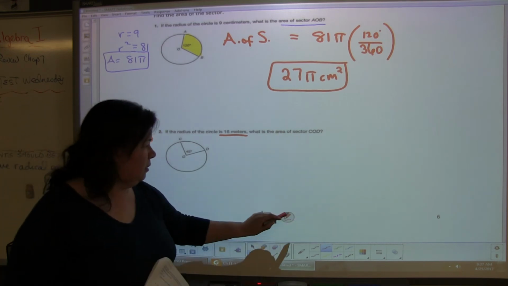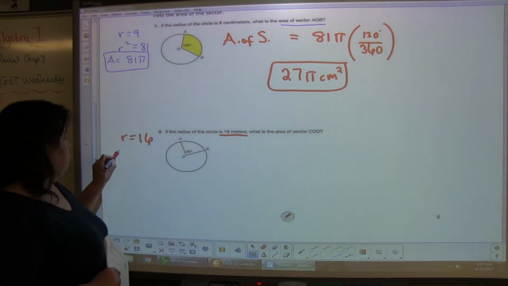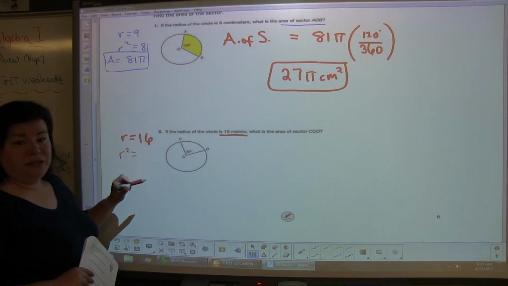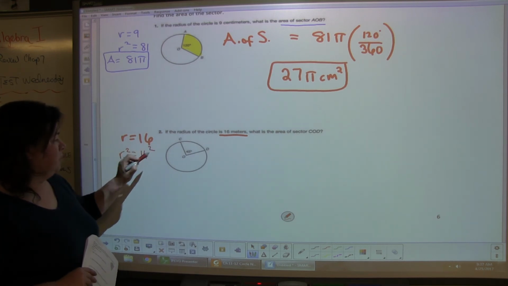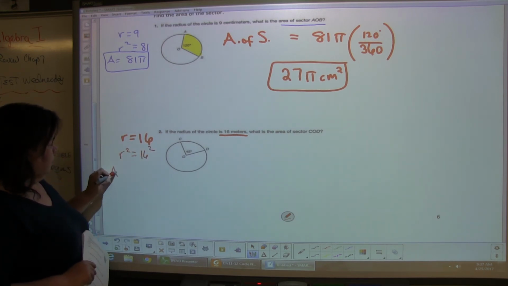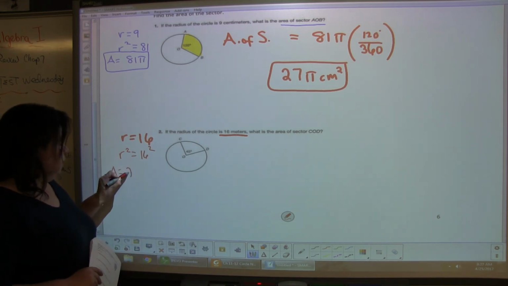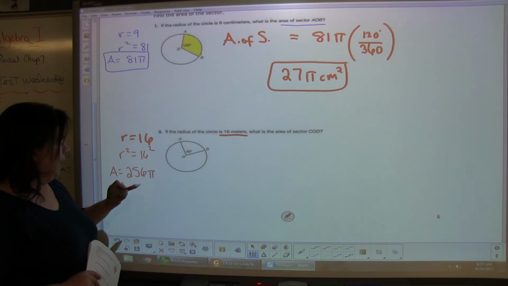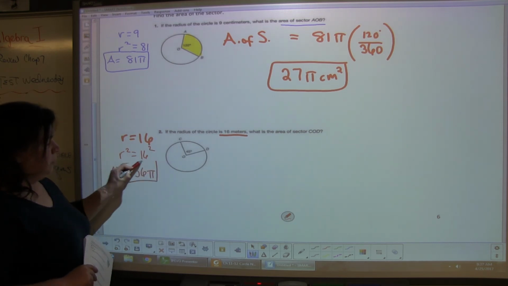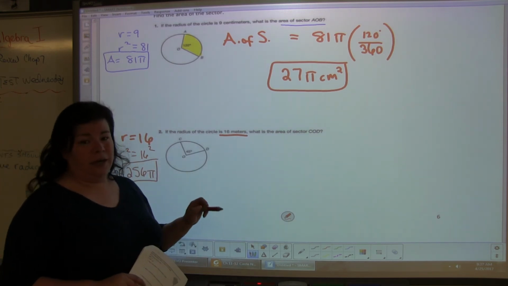Next, the radius of a circle is 16 meters, so we're given that the radius is 16, which means we have to find what radius squared is. So 16 squared, I believe, is 256. So we have 256 pi as our area, and we're going to be using that as our area part.